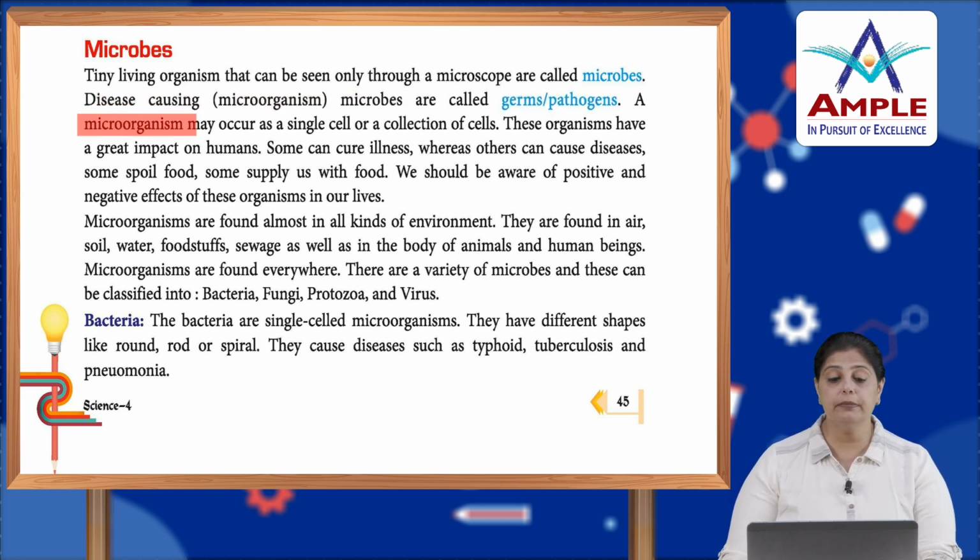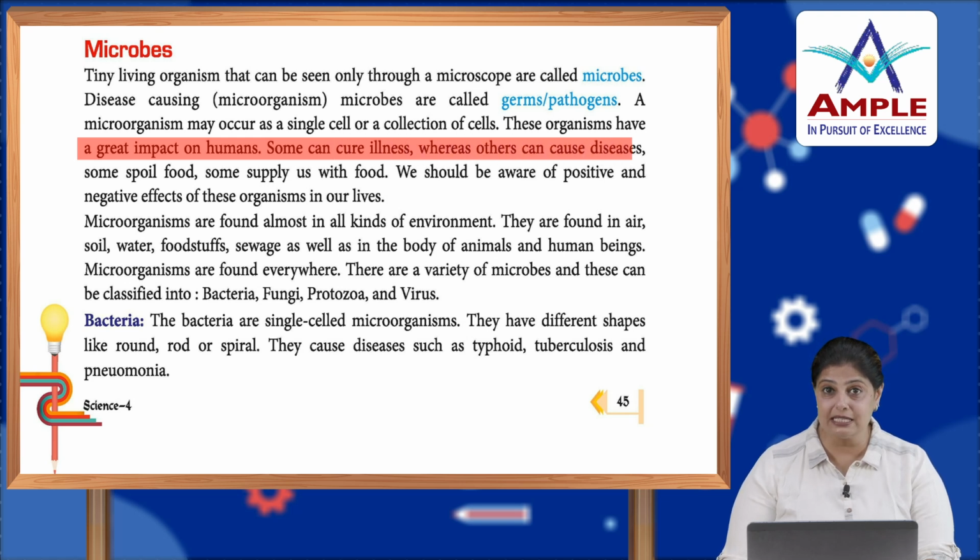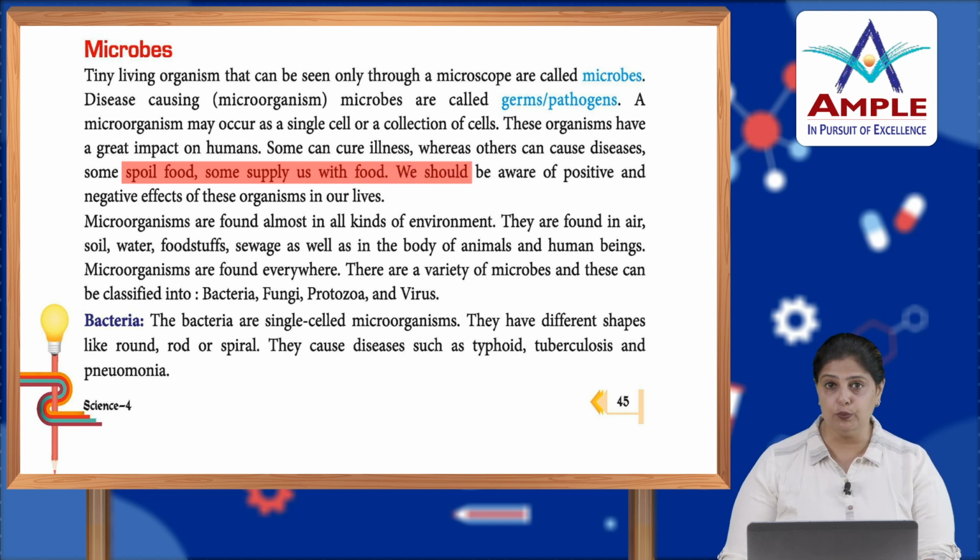A microorganism may occur as a single cell or a collection of cells. These organisms have a great impact on humans. Some can cure illness, whereas others can cause diseases and spoil food. Some supply us with food. We should be aware of the positive and negative effects of these organisms in our lives.